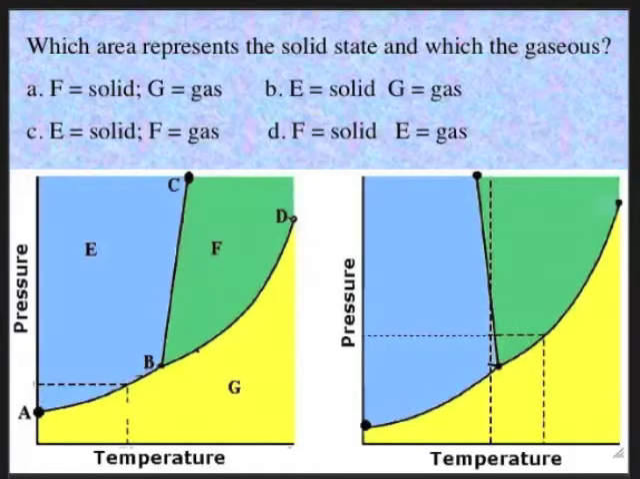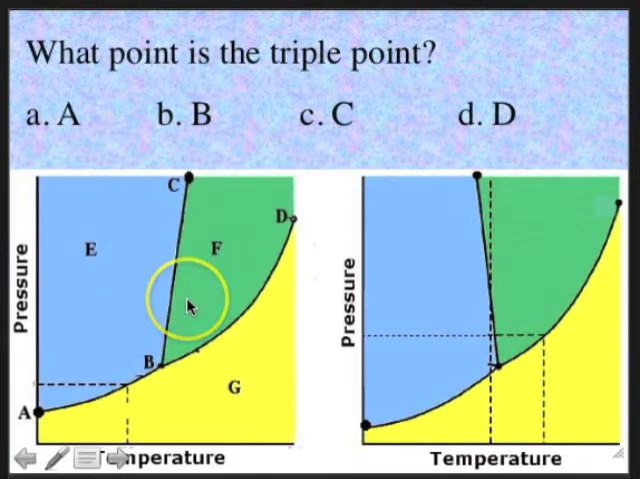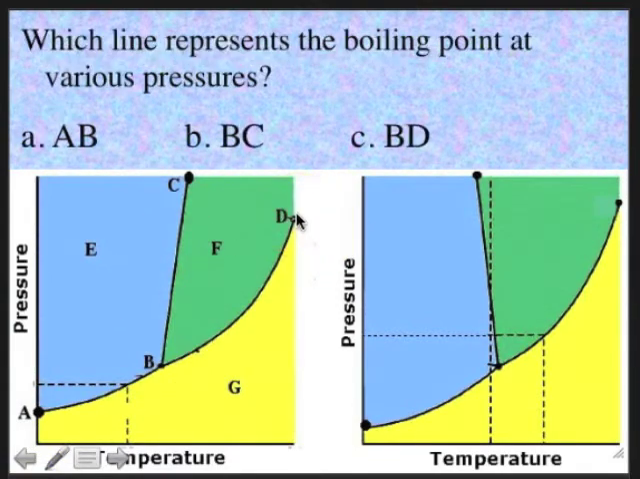Now let's answer some questions about phase diagrams. I'll ask you these in class, so think about them. Which area represents the solid state and which the gaseous state in this first picture here? And what point is the triple point? A, B, C, or D?